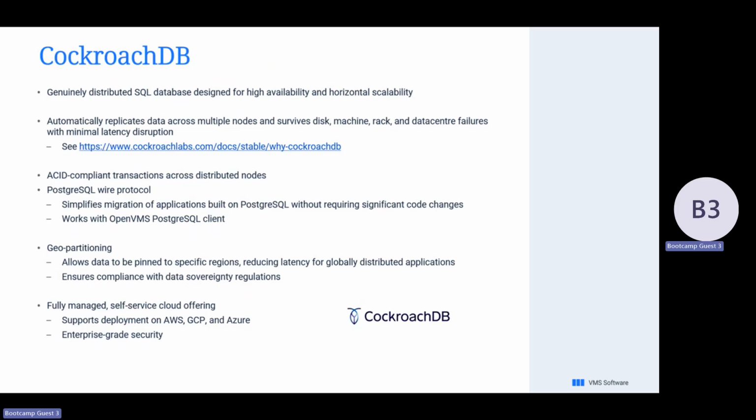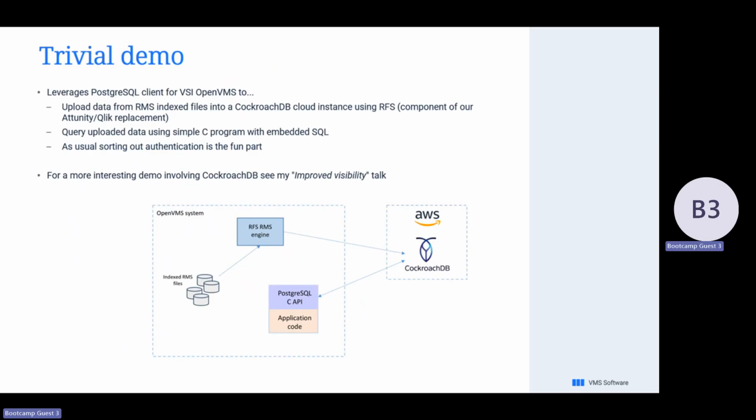It has ACID-compliant transactions, all that good stuff that we're used to. There are some other fancy things like geo-partitioning, taking advantage of what the cloud environment provides in terms of where the resources are placed. These guys provide a managed database cloud environment, and like I say, there are no issues communicating with that from OpenVMS. The demo I was going to give basically involved taking some indexed RMS files and running them through RFS, which is part of our RMS change data capture solution. It understands what to do with indexed RMS files and can convert records into SQL statements. The demo reads a set of indexed files and creates tables in a Cockroach database instance, then runs a simple program that proves the data is indeed in Cockroach and we can get it back on our OpenVMS system.